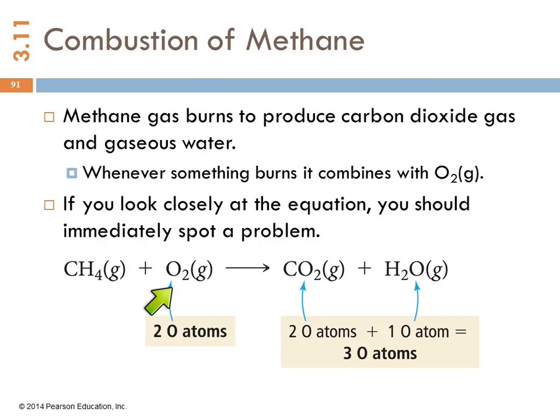Here we've got 2 oxygen atoms, and in the products we have 2 oxygen atoms here and 1 over here. We have a total of 3. Where did the extra oxygen atom come from? Well, it's not a balanced equation. This is not describing what's actually happening. It's giving us the identities, but it's not telling us the ratios in which they combine.